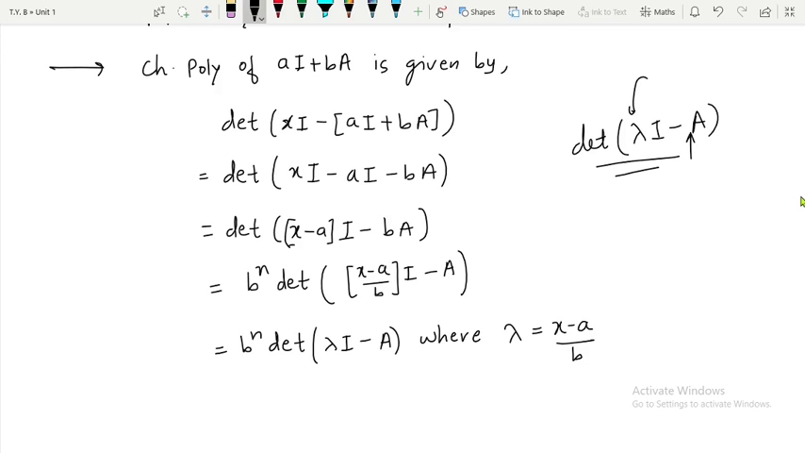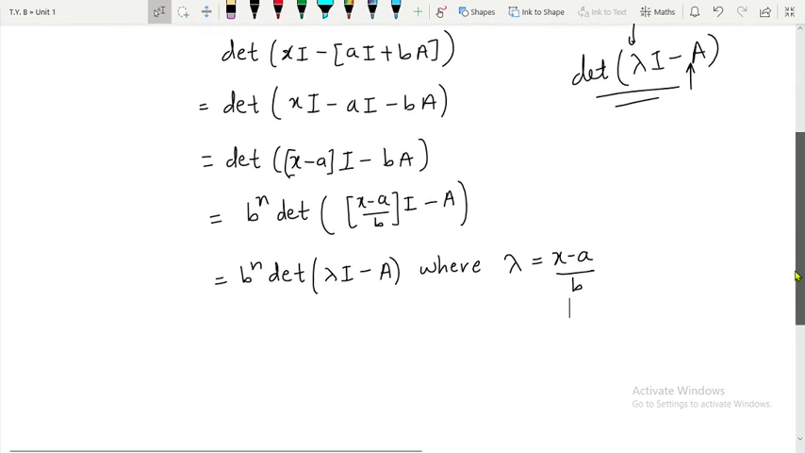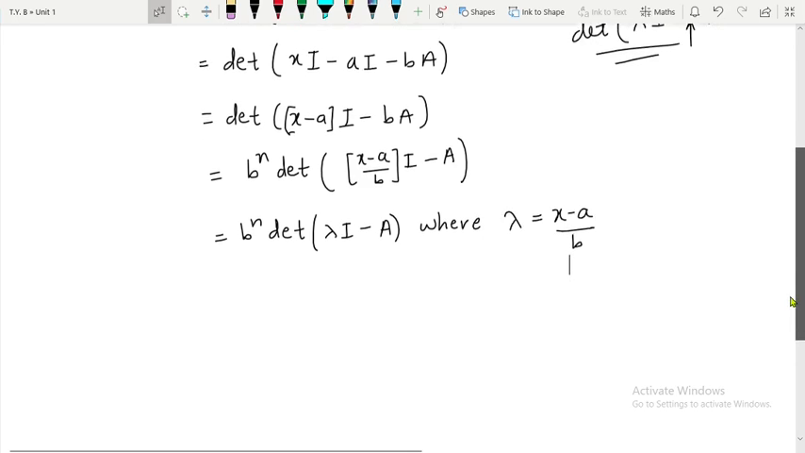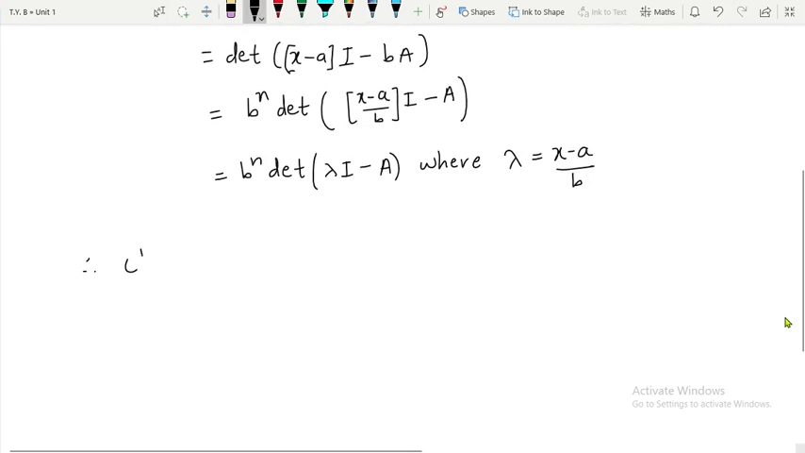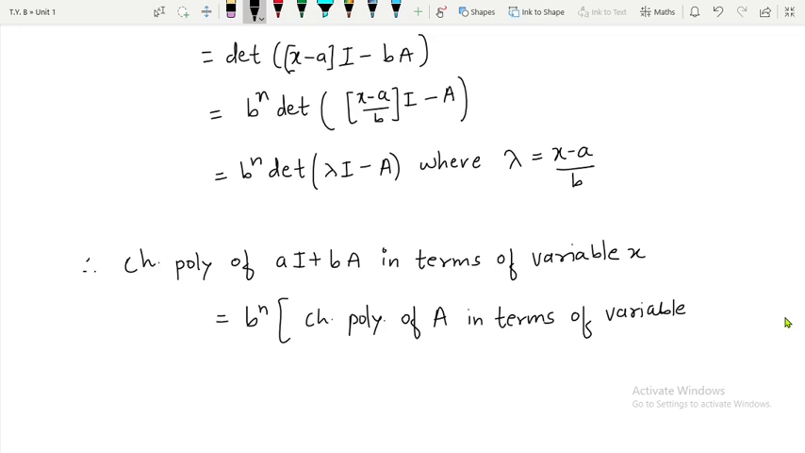So over here we have expressed the characteristic polynomial of aI plus bA in terms of the characteristic polynomial of A. So what I will say here is, therefore, the characteristic polynomial of aI plus bA in terms of variable x is equal to b raised to n times the characteristic polynomial of A in terms of variable lambda, which is equal to (x minus a)/b. So that's all about this problem.